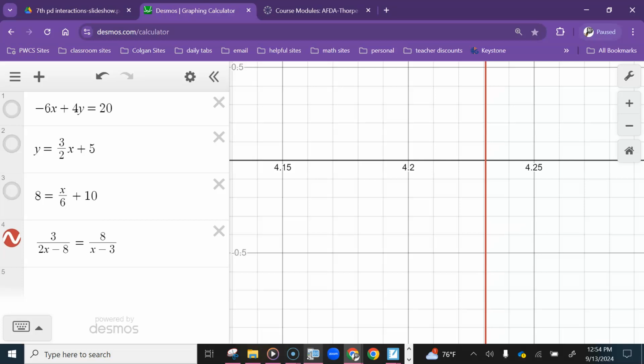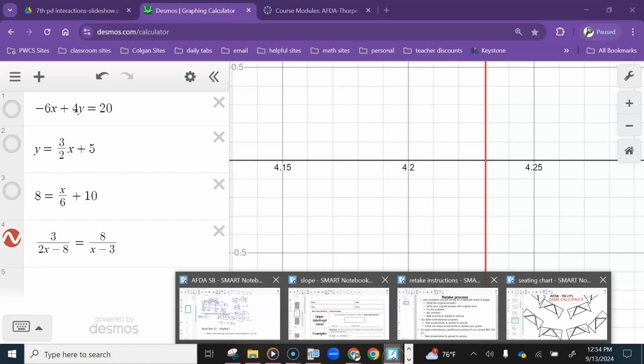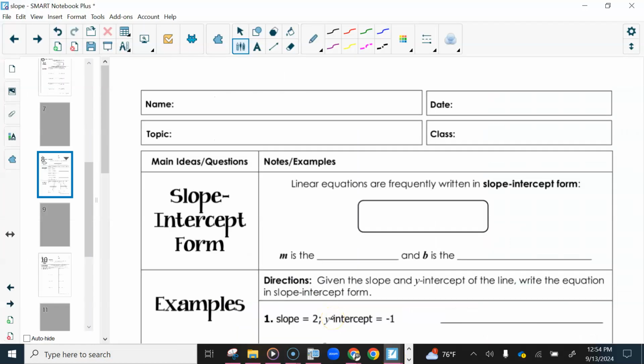The last one, there is a way to do it in decimals, but I'm trying to remember exactly how that is, and I can't think of it off the top of my head. So when I think of that, I will come back to that. Take out your slope notes and go to this page.